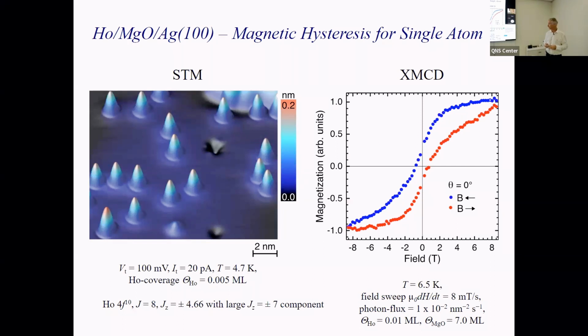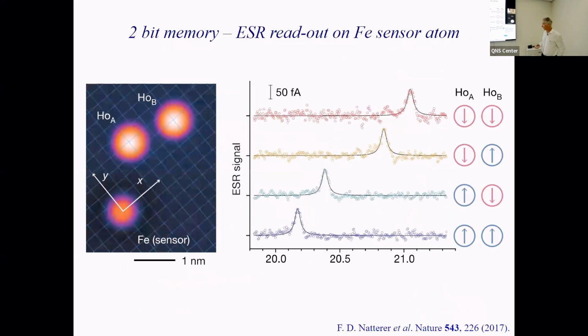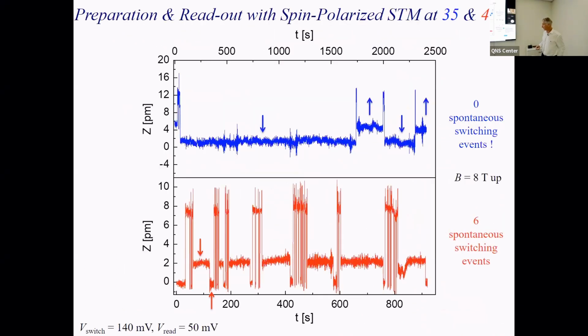I see another question from the chat. When spin-polarized STM is applied to image the magnetization of single atoms, does one have to use a small voltage to avoid exciting coupling to the external shell? Yes, that's definitely the case. I was showing examples where we put in on purpose a certain voltage to switch them, and this was 140 millivolts. Each time you see the spikes here, we have put in 140 millivolts to switch it on purpose. And then we read out which state the system is in.